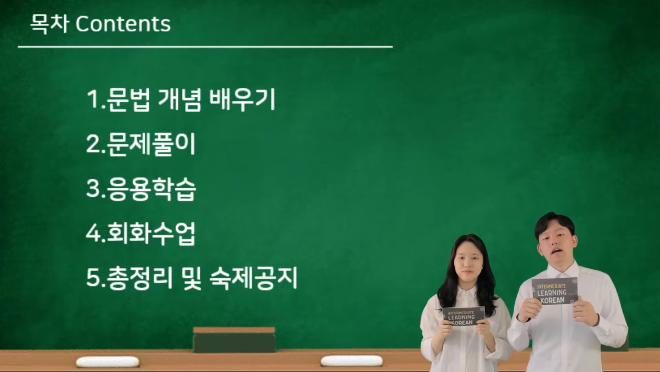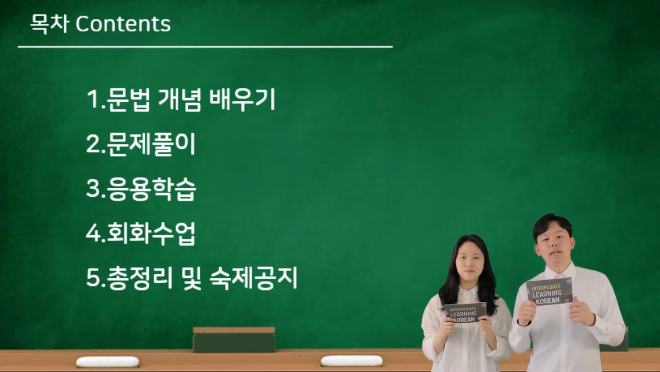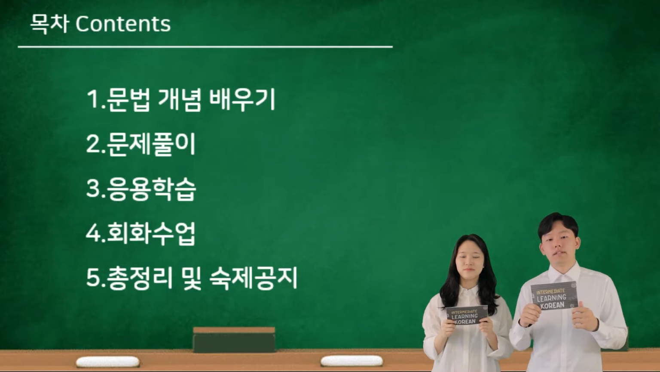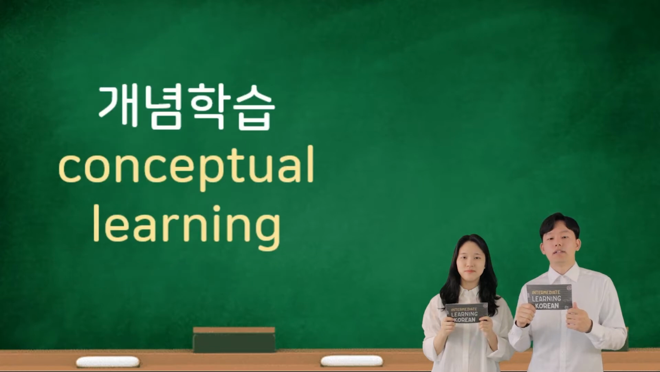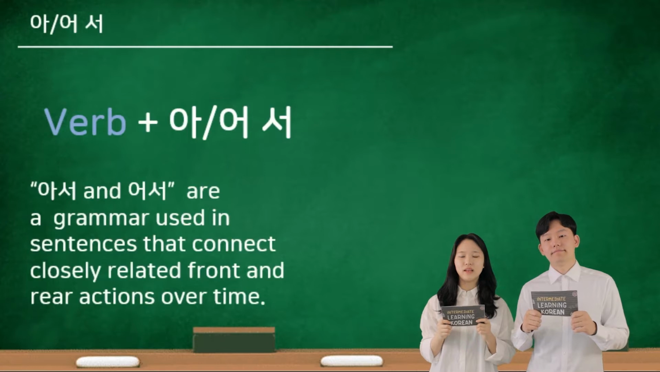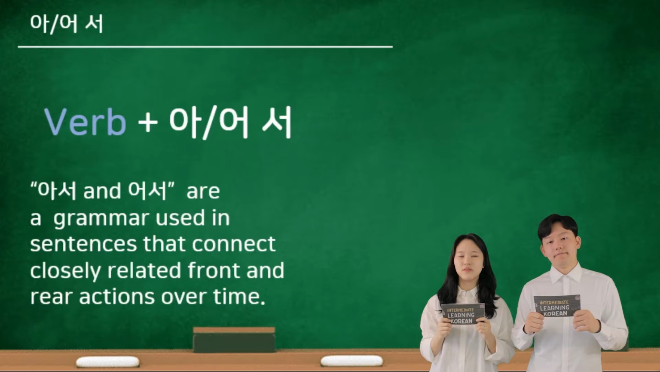This is the first example sentence. 놀이공원에 가서 롤러코스터를 탔어요. This sentence contains two sentences. The first sentence is 놀이공원에 가다. The second sentence is 롤러코스터를 탔어요. In these two sentences, the second sentence is possible only when the first sentence is present. That's why it can be a sentence like 놀이공원에 가서 롤러코스터를 탔어요.